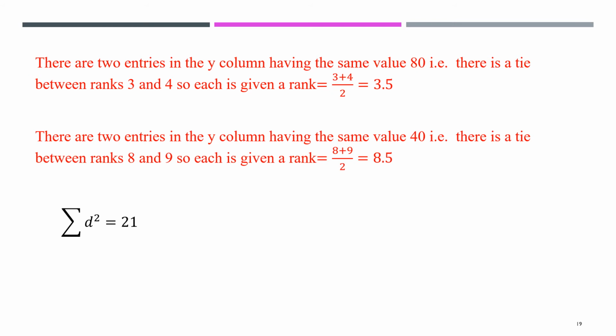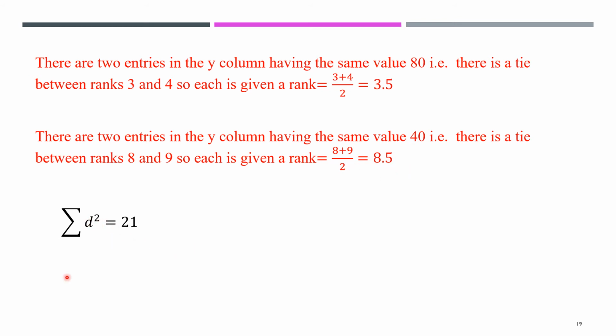So summation d square comes out to be 21. Okay, 80 was repeated 2 times. That means there was a tie between the ranks 3 and 4. So we take 3 plus 4 divided by 2, that is 3.5. Similarly, there was a tie between the ranks 8 and 9. So we got the average as 8.5.